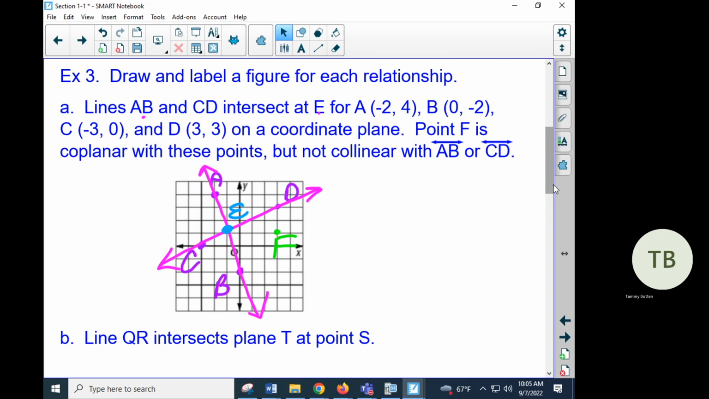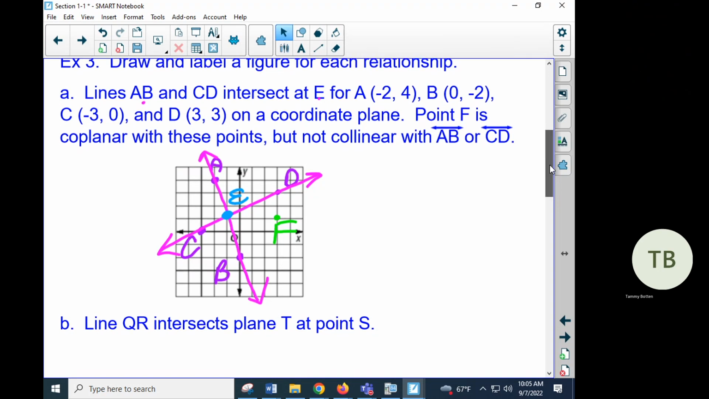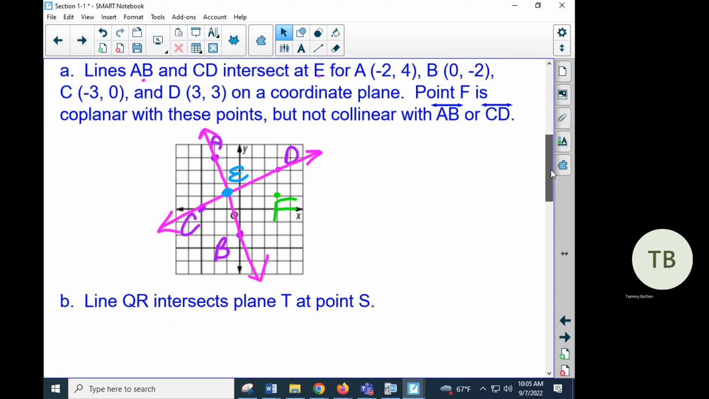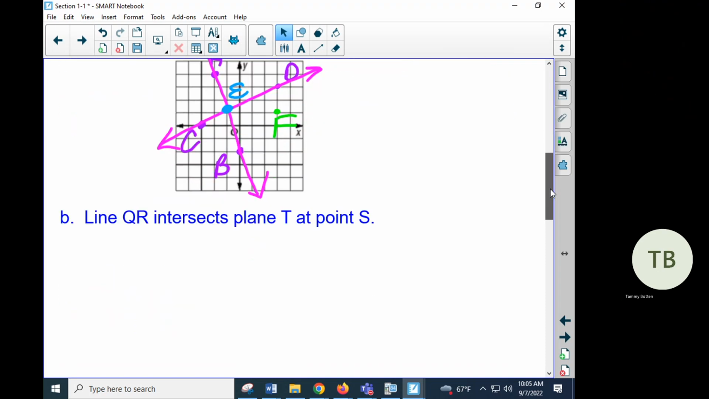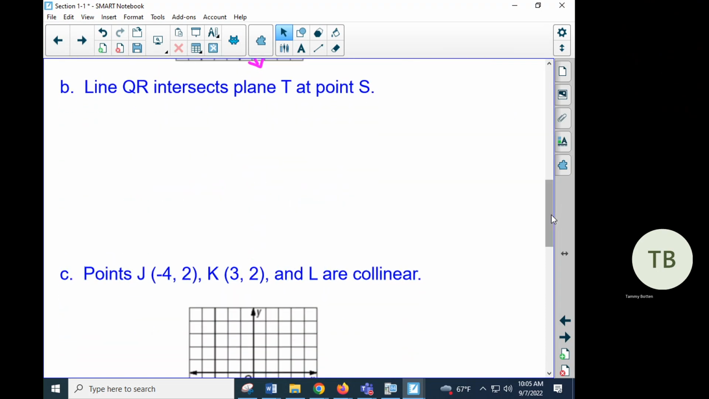So the big deal about these when you get to the test and quiz is labeling. Kids forget to label the points or the lines, so make sure you do that.